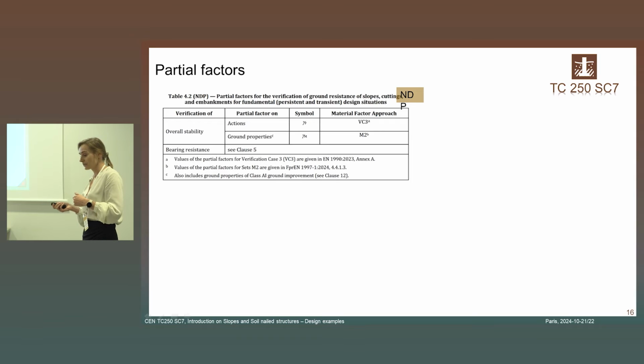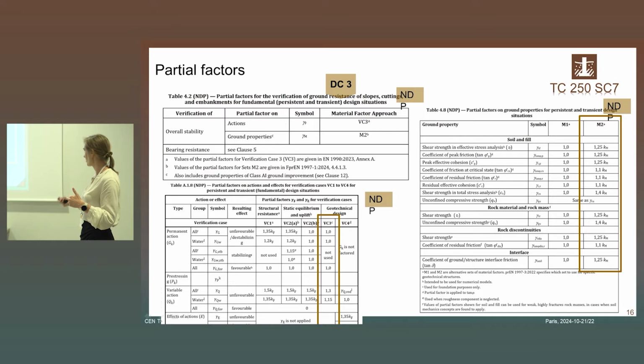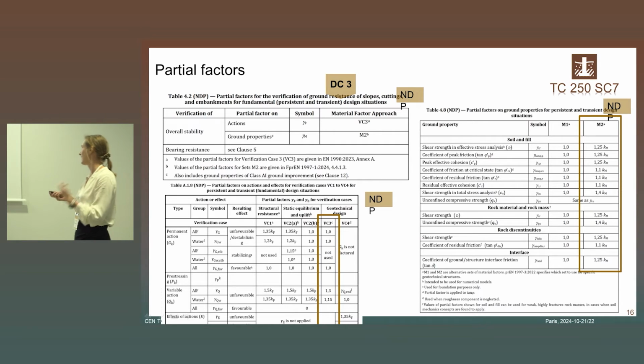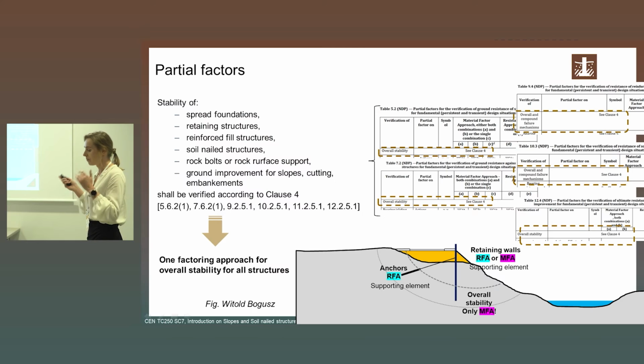Finally, the partial factors. Now we have only one factoring approach for the overall stability, which is the MFA. And when you look into those scary long tables with partial factors, you will figure out that it's basically what is now DC3. So nothing new. But what is significant?